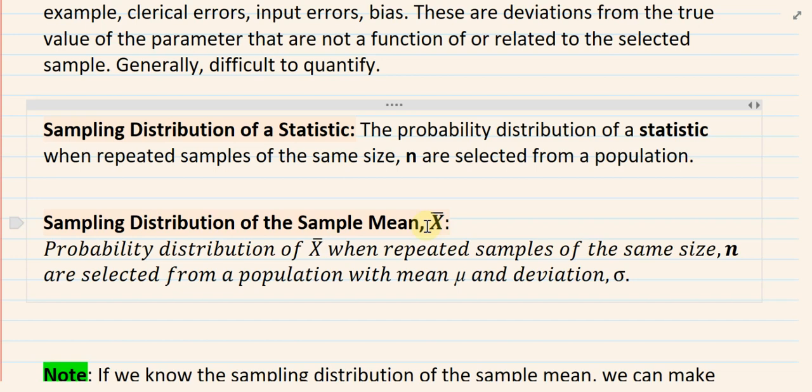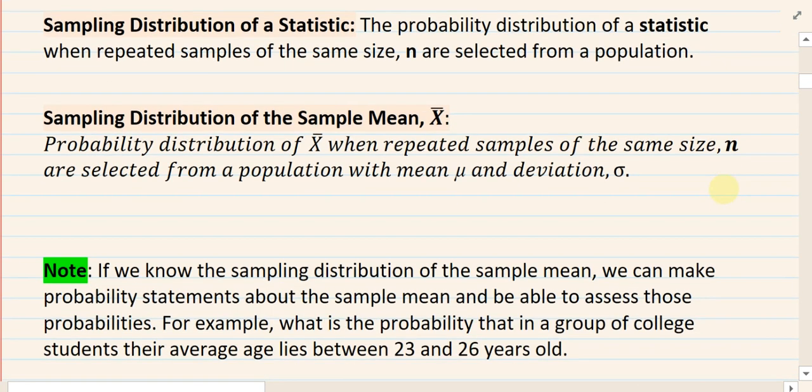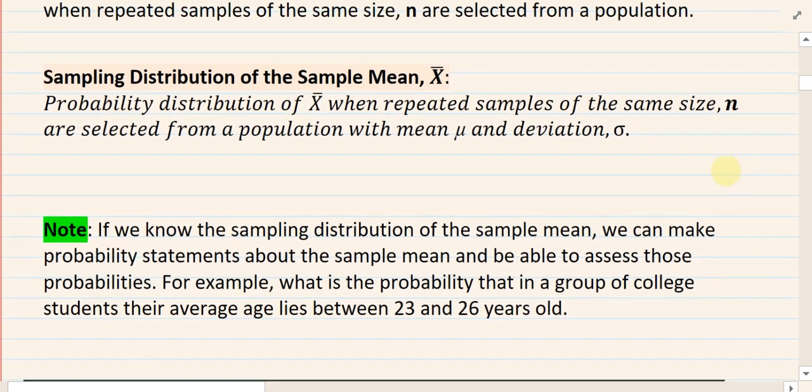Later on, in our next lecture, we're going to talk about confidence intervals and hypothesis tests about the sample mean. Those are two other situations where we need to know the probability distribution of x bar. Hopefully that explains why we need to be doing this.